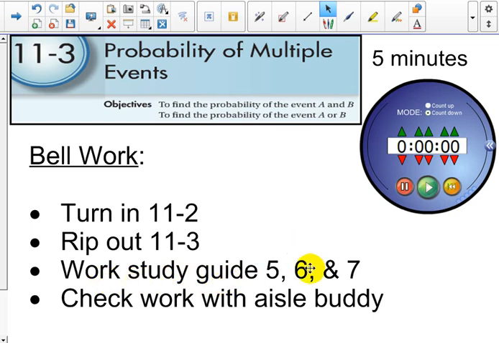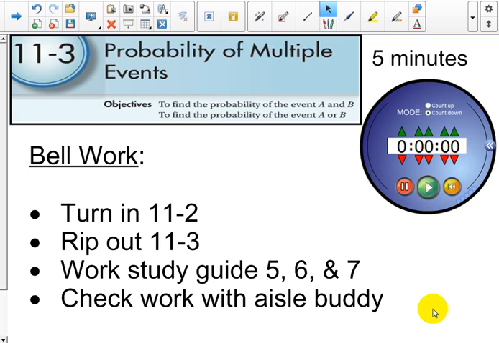For your bell work today, I asked you to pull out the study guide for part 1 of this chapter test and work problems 5, 6, and 7. Yesterday you worked 1 through 4. And I asked you to check your work with your aisle buddy. Now you're down through 7, the dart one. The number got taken off with the hole punch. So that was 7, right?